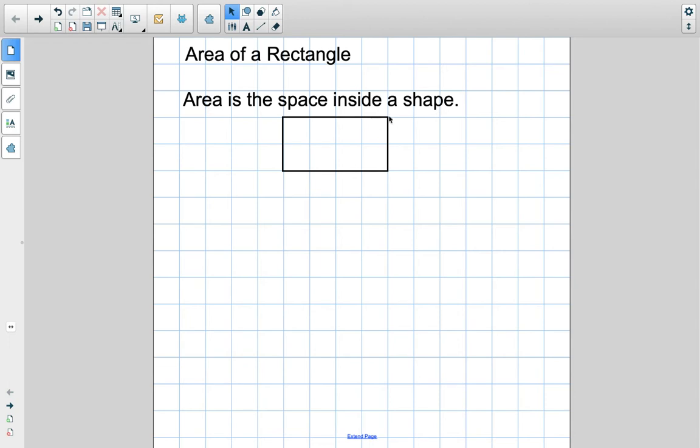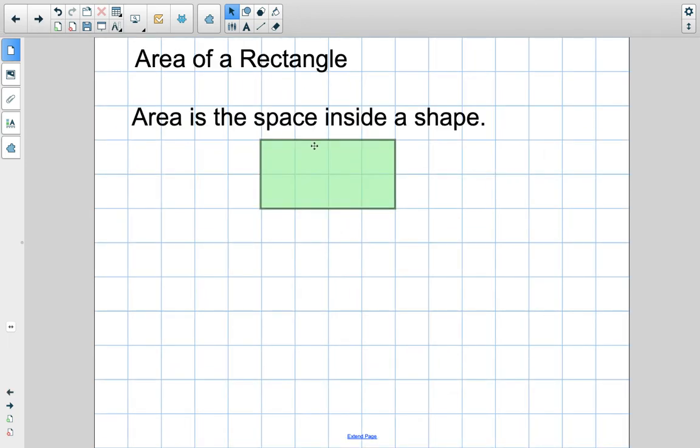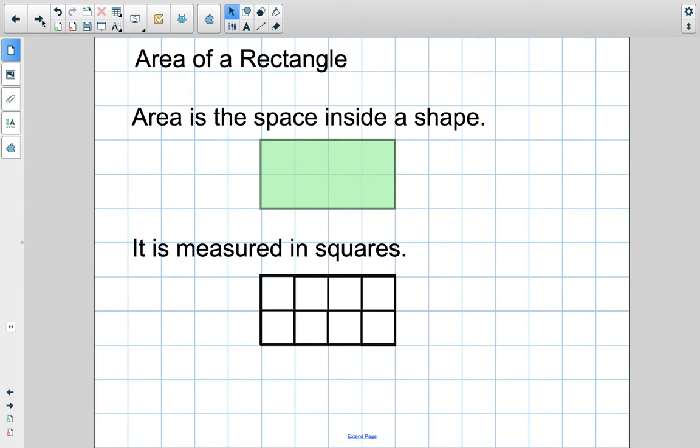So we know that area is the space inside a shape. In this particular case, for this particular rectangle, the area is that green section, right? The space inside that shape, that's the area. And if we had to actually calculate it, we just count the boxes. All we have to do is measure the number of squares. If we counted them, we would find that there were 8 squares. So the area of that particular rectangle is 8 squares.